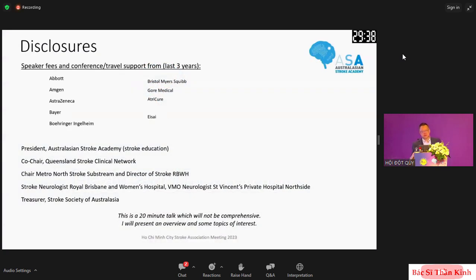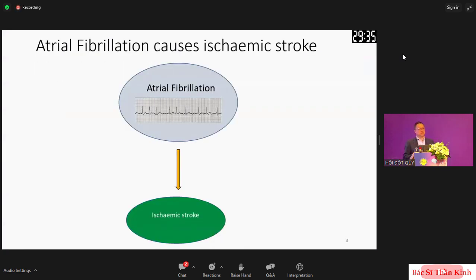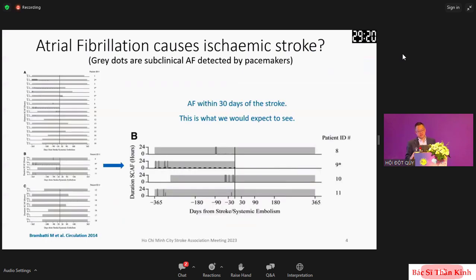Okay. So we have understood for a long time that atrial fibrillation causes stroke. We think. But there is data that is not that new, which suggests that maybe atrial fibrillation is not the cause of stroke. This is data you may have seen before from the ASSERT study, where they looked at the pacemaker and interrogated it when someone had a stroke to see when they had atrial fibrillation, if they had any at all, in relation to the timing of the stroke.